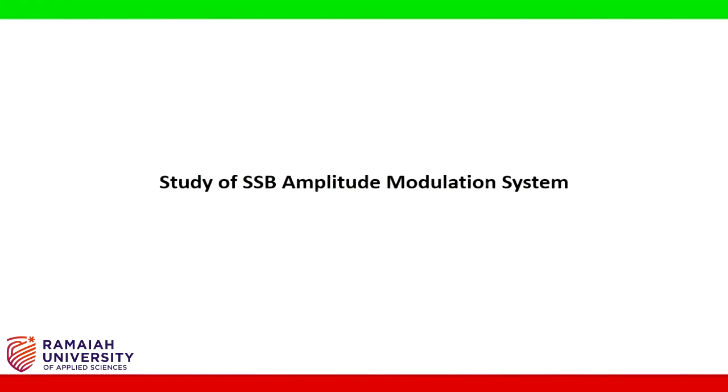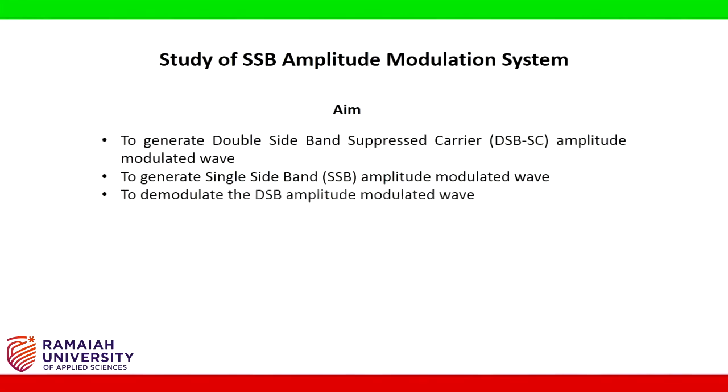Hi students, title of the experiment is Study of SSB Amplitude Modulation System. Aim of the experiment is to generate double sideband suppressed carrier DSB-SC amplitude modulated wave, to generate single sideband SSB amplitude modulated wave, to demodulate the DSB amplitude modulated wave.